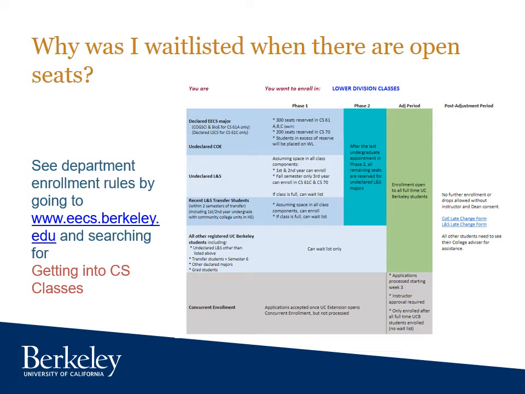And so oftentimes I'll have students who are undeclared ask, well, why can't I just enroll? As you can see, you might have to wait for the adjustment period. Or I've had students who are declared majors in other departments say, why can't I just enroll? Well, again, those students also have to wait until the adjustment period begins.